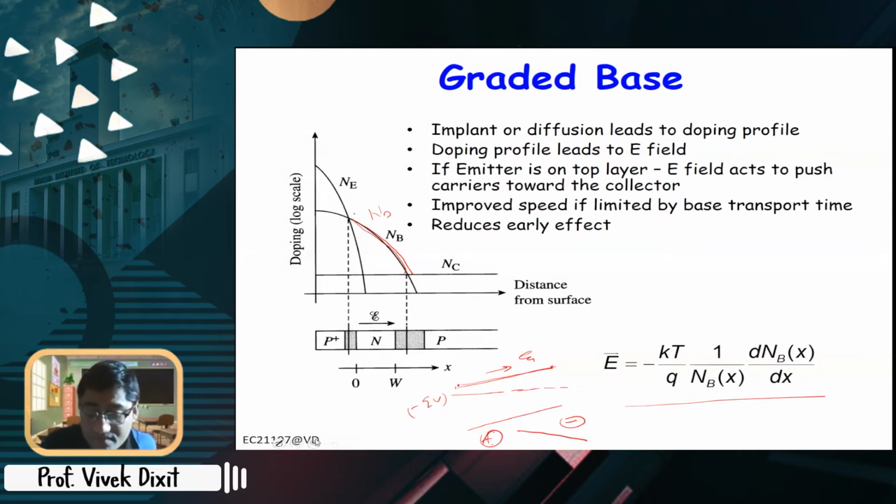So this electric field will help the holes. If some hole comes here, it will be accelerated by this field, so it will cross over the base region faster. It will take less time for the hole to cross over the base region. So these holes are pushed from the emitter and they are accelerated by the built-in field here. So this will have improved speed.